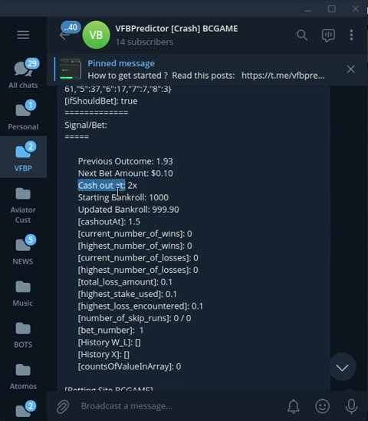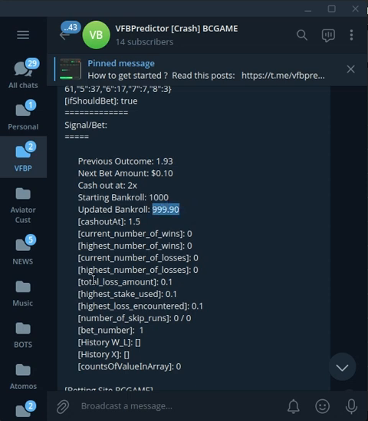Yes, we have this cash out at this point telling us to cash out at 2x, and I know that we also have another cash out below here. This is like a safe cash out for that bet. Here we have a safe cash out telling us to cash out at 1.5, right? And you have a starting bankroll of 1,000. This is like the starting capital, and we have the updated bankroll. So this bankroll is updated when we make a bet. For example, here 0.10 was used up. We subtract it from the starting bankroll, and then we get the updated bankroll.